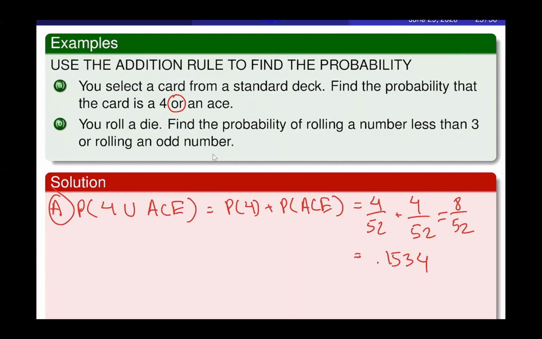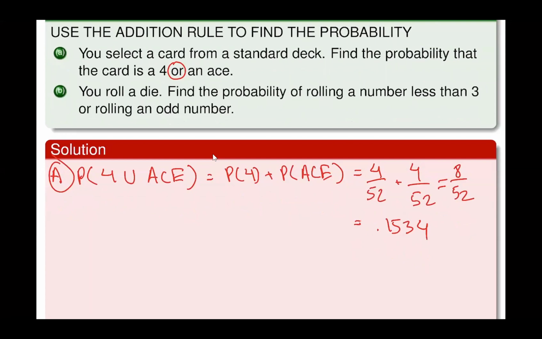All right, let's do B. Say you roll a die. Find the probability of rolling a number less than 2 or rolling an odd number. So we want to roll a number less than 3 or an odd number.